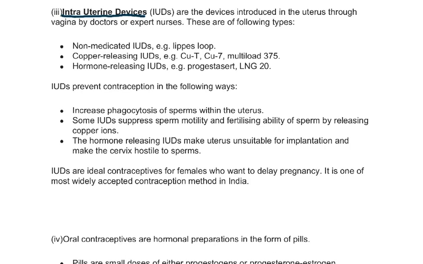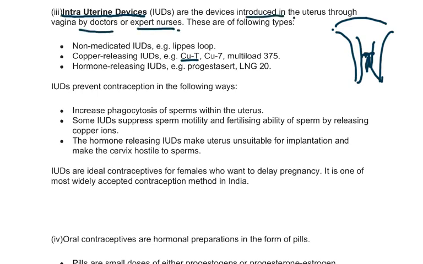These are the devices which are fitted within the uterus. Within the uterine cavity, these devices are fitted. They are especially in the form of a T-shaped structure, commonly known as copper T's. These devices can only be introduced by a qualified doctor or expert nurses. So, these devices are implanted within the uterine cavity of the female. After implantation, she can continue till pregnancy is required.